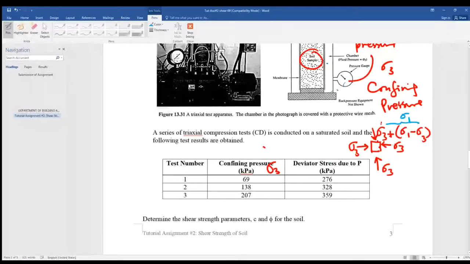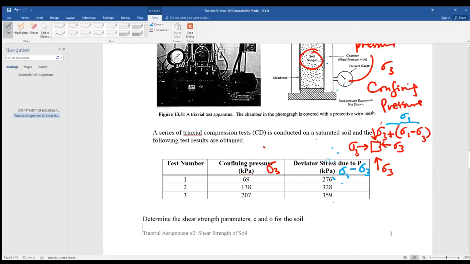Now, this is the deviator stress. So the deviator stress is defined as sigma 1 minus sigma 3. That's the amount deviating from sigma 3. So anyway, you have test number 1, 2, 3. For sigma 3, you have the values 69, 138, 207, and the deviator stresses.